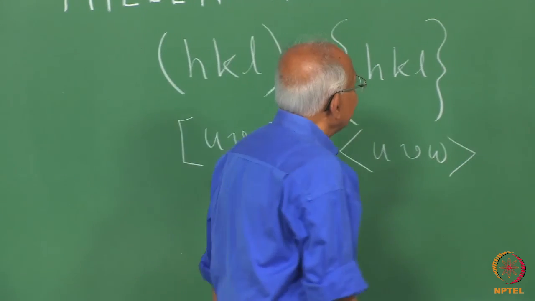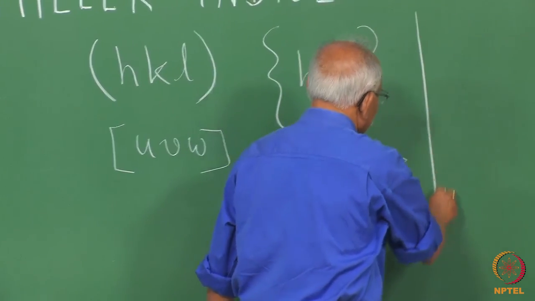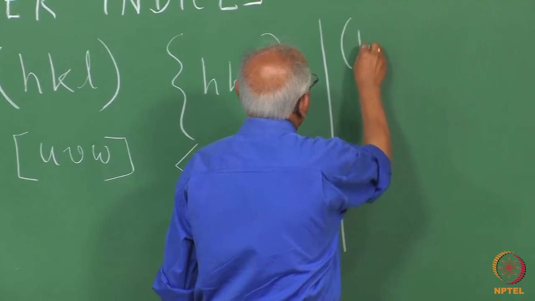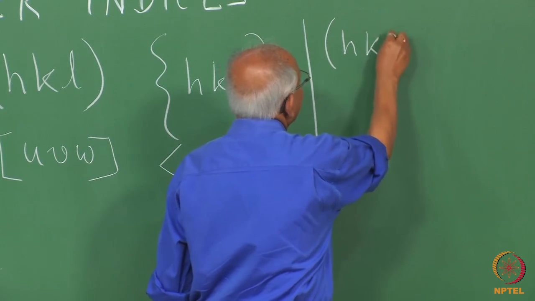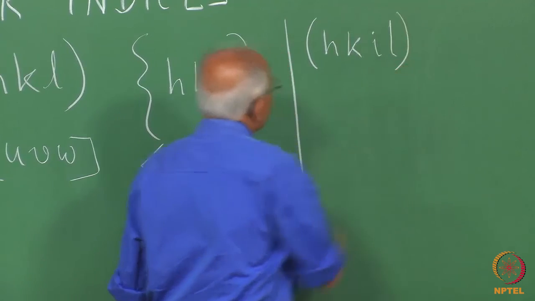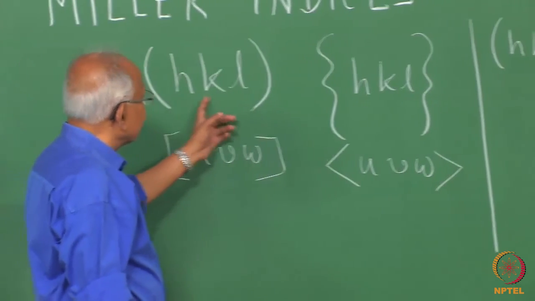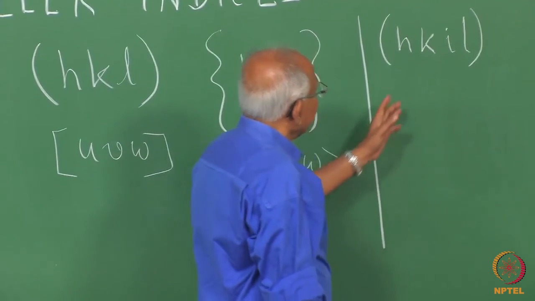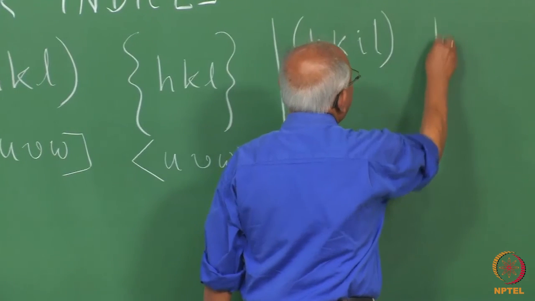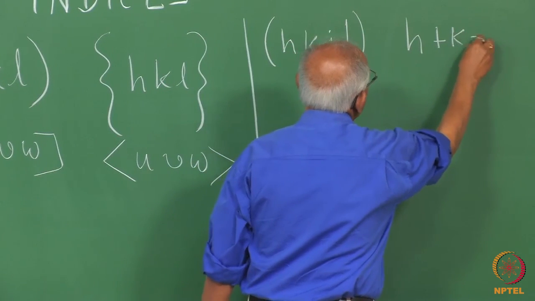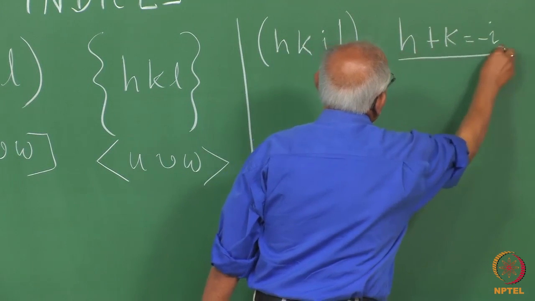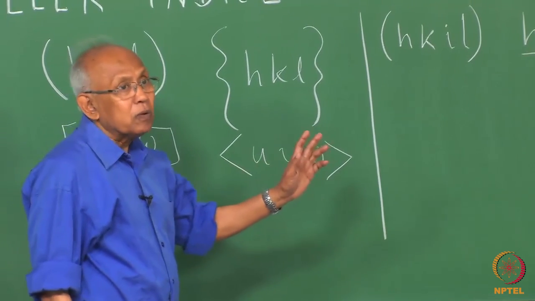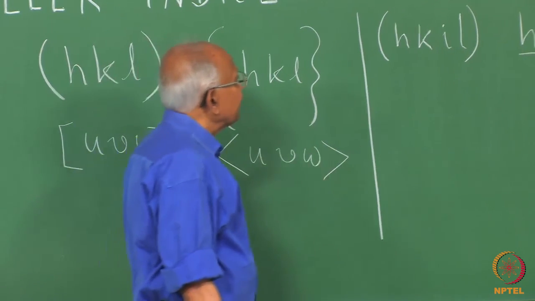Now, in case of hexagonal materials, considering 4 axes, a particular plane is written as HKIL. In case of other systems, this is a 3-digit thing. In case of hexagonal, there are 4 because there are 4 axes. Now, it can be proved that H plus K is equal to minus I. So, when you find out the indices, you must make sure that H plus K should be equal to minus I. It can be proved mathematically.